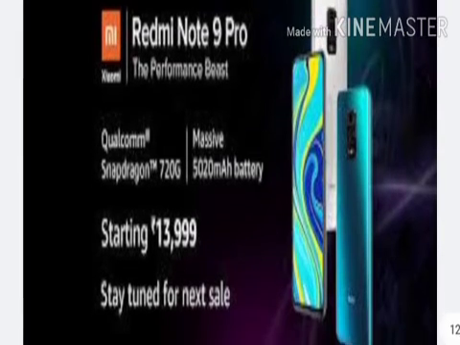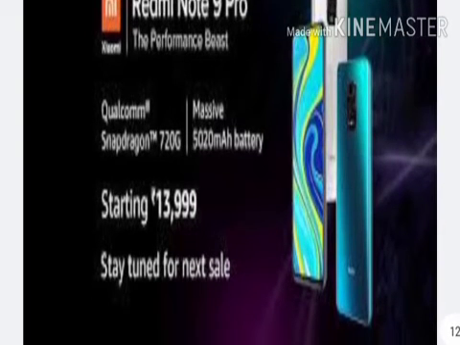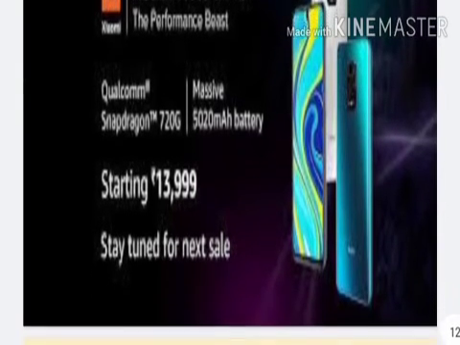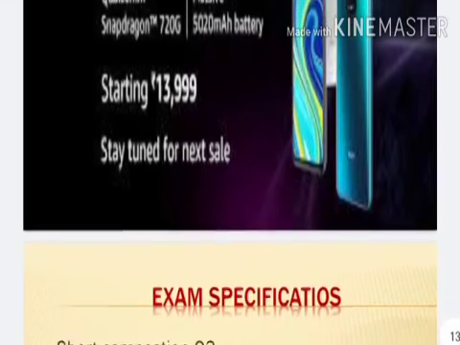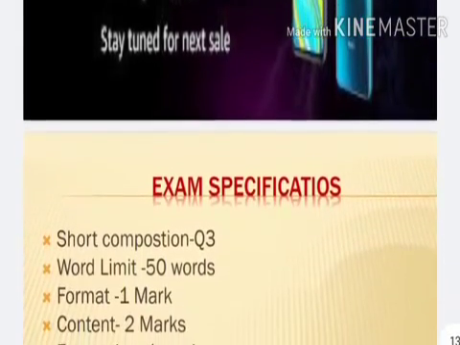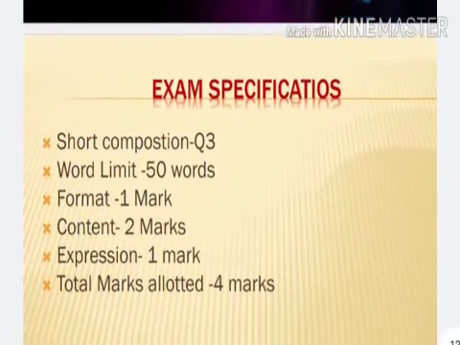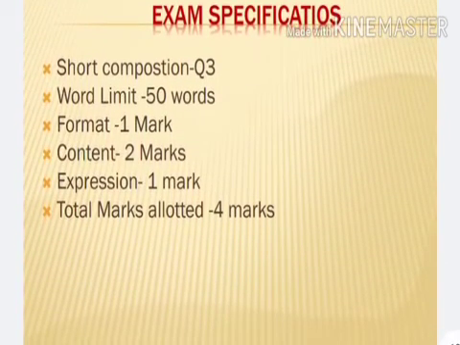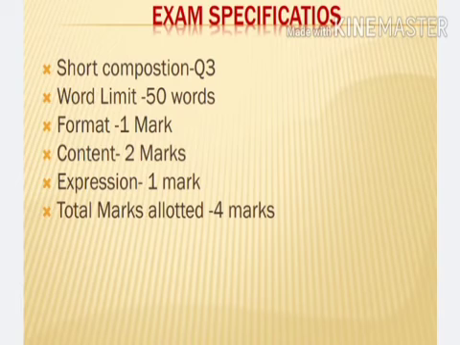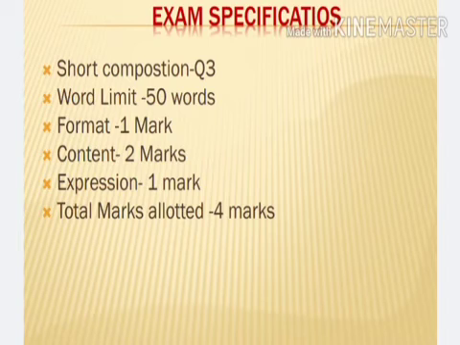from the exam point of view, some exam specifications, how to write a display ad. It comes under short composition. The word limit should be 50. Format is 1 mark, content is 2 marks, expression is 1 mark. So total marks allotted for display ad is 4 marks. The same marking scheme pattern as for the classified ad.